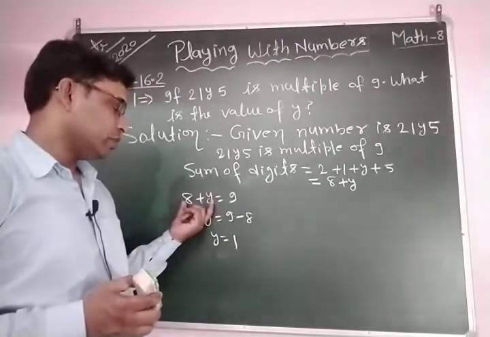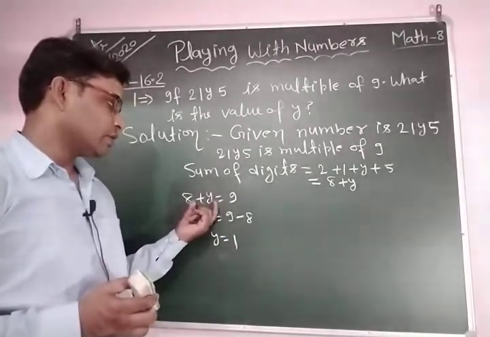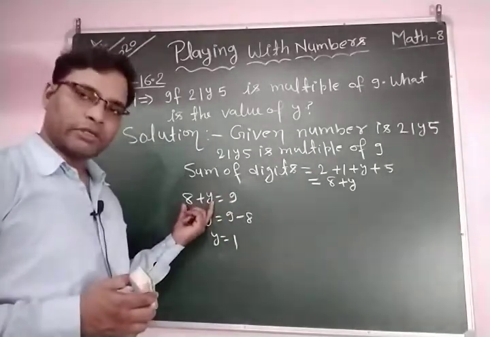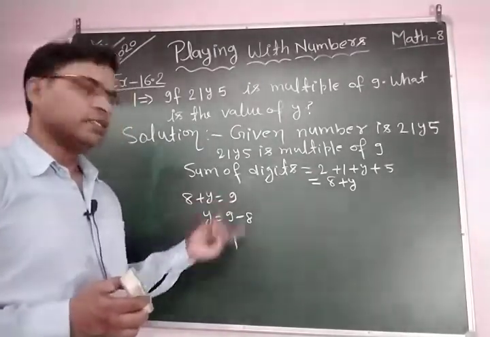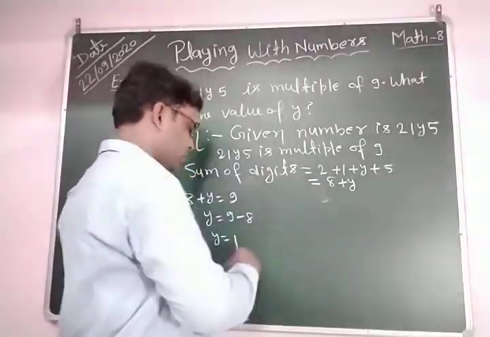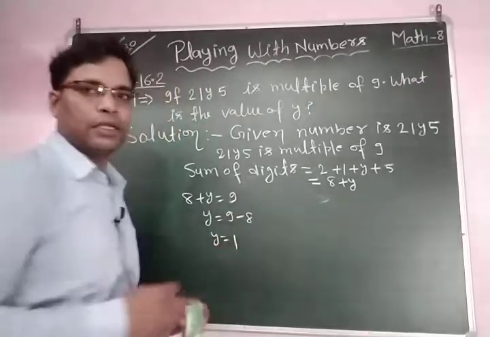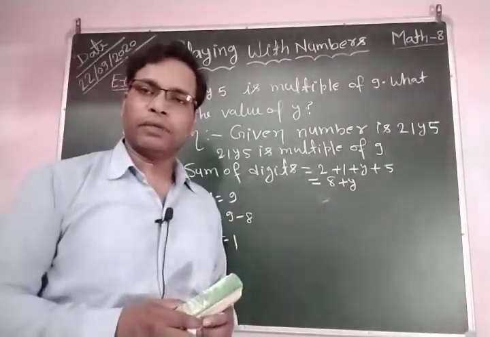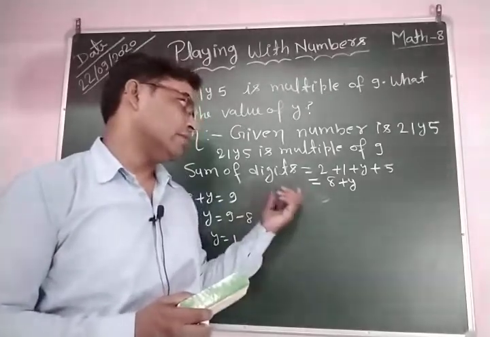If we put 8 plus y is equal to 9, why do we take 9 here? Because this sum is divisible by 9, so we take 9. So we obtain y is equal to 8. We obtain y is equal to 8, and we need to find only the value of y, not the number. What is the number?